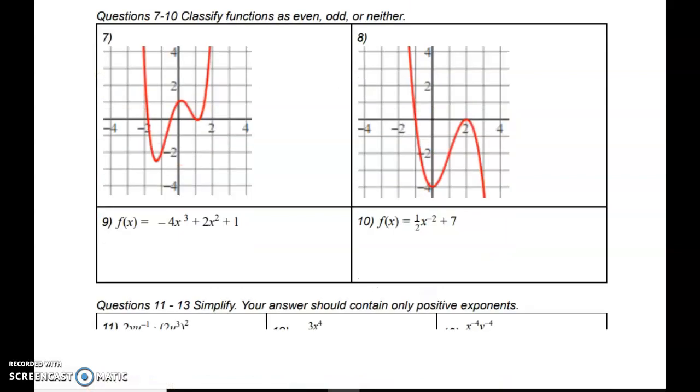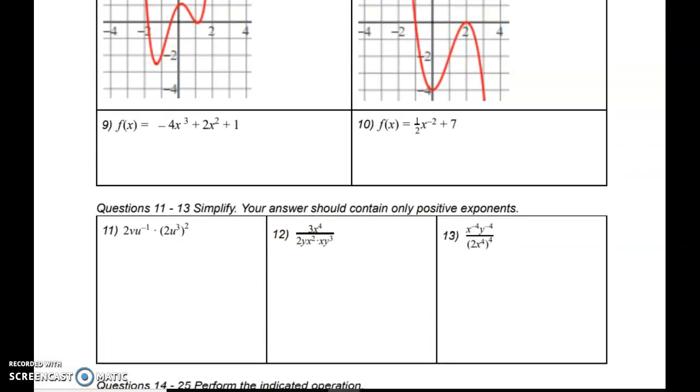All right, let's look at the next ones. The next 3 are all properties of exponents. So remember, if you're multiplying, you add the exponents. If you're dividing, you subtract exponents.